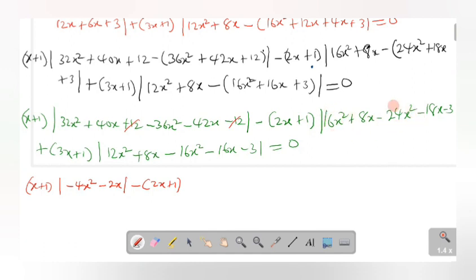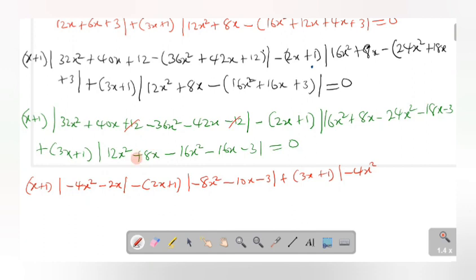And let's work this out. 16x squared minus 24x squared is minus 8x squared. Then 8x minus 18x, that's minus 10x. We have minus 3, close the bracket, and we'll come to this part, plus 3x plus 1. Then we'll have 12x squared minus 16x squared. That'll give you minus 4x squared.